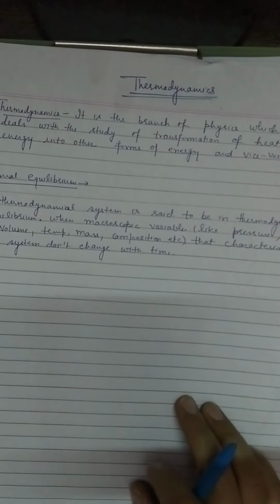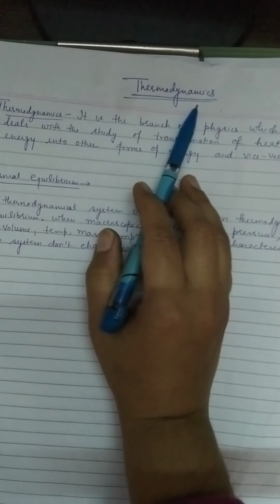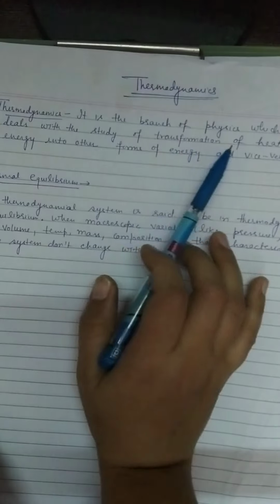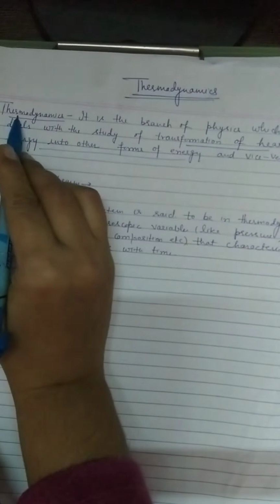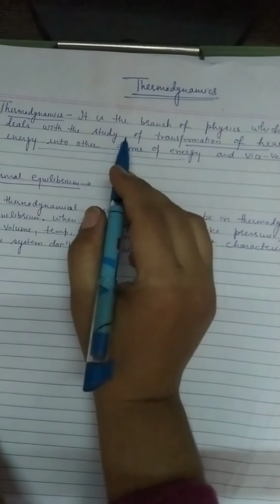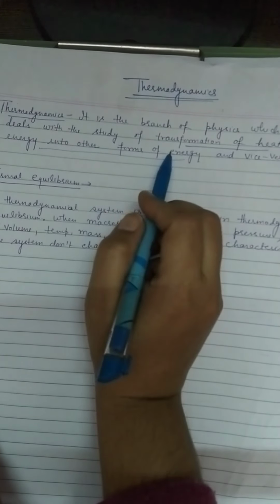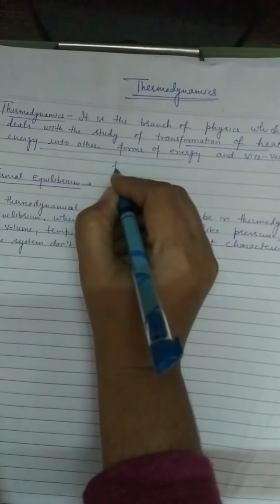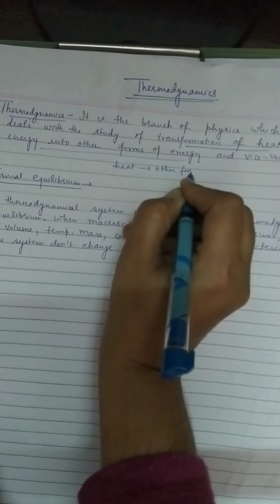Good morning, students. Today we are going to start with the next unit, that is thermodynamics. What is thermodynamics? It is that branch of physics which deals with the study of transformation of heat energy into another form of energy. Thermal, which is related to heat, right? So here we will study how heat energy is converted into another form of energy and other forms of energy are converted into heat. Right, students? Heat is converted into other forms of energy.